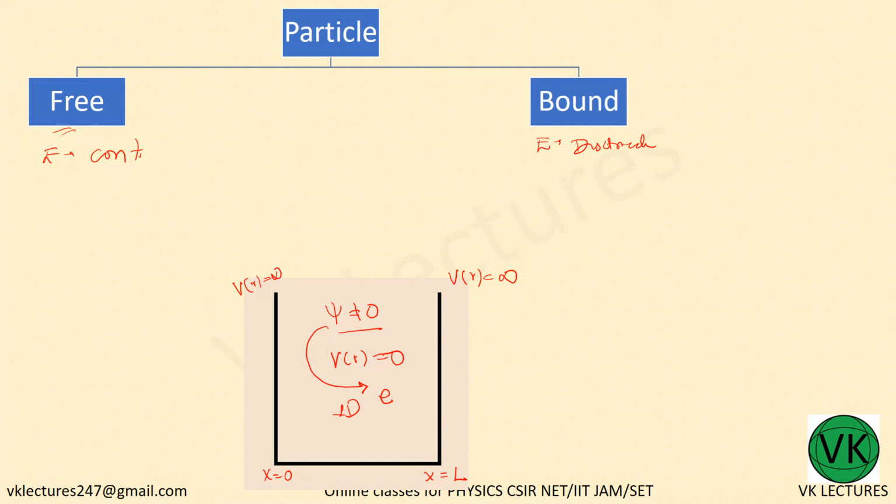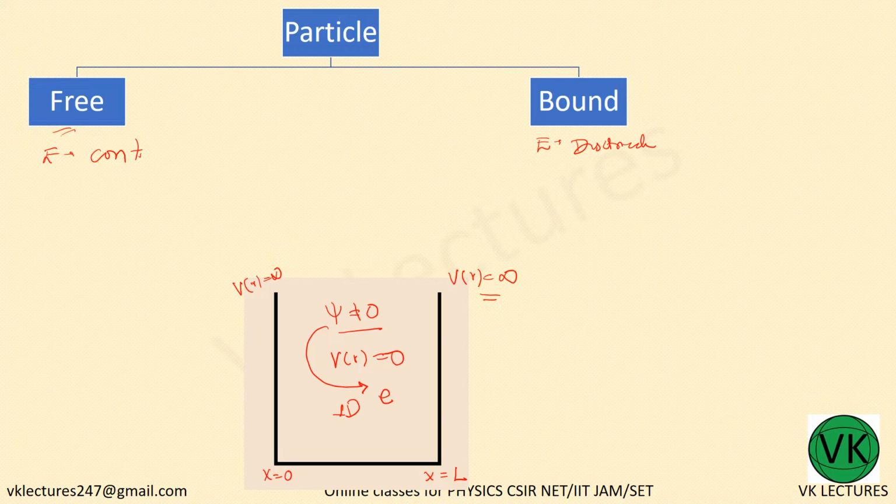Why? Because we do not want this electron or the particle inside the box to go out of this box. If it has to go out of this box, it should have infinite potential. We should give infinite potential to this electron or particle inside the box so that it escapes the box. Alright, now this is about the 1D box.